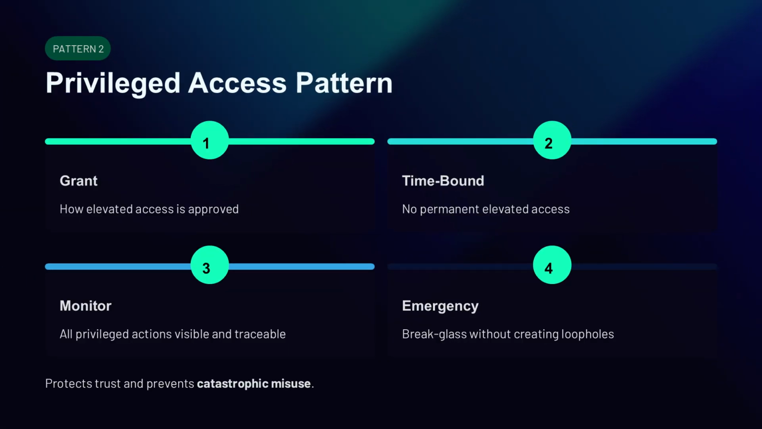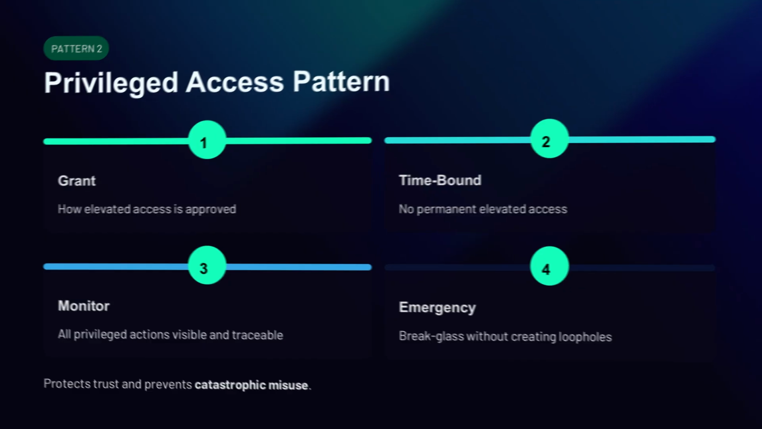With identity standardized, you now address privilege access because it is where the highest impact risk concentrates. A privilege access pattern defines how elevated access is granted, how it is time bound, how it is approved, and how it is monitored and reviewed. It also defines how emergency access works without becoming a permanent loophole. From a leadership perspective, this pattern is about protecting trust and preventing catastrophic misuse. From an operational perspective, it is about ensuring privilege actions are visible, traceable, and manageable during incidents and urgent changes.